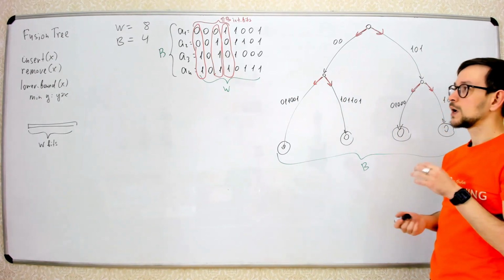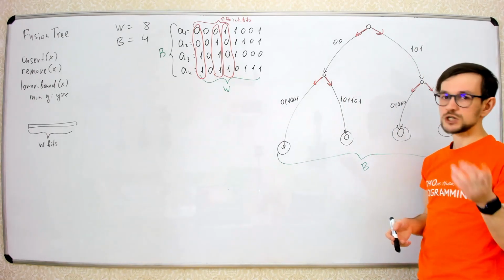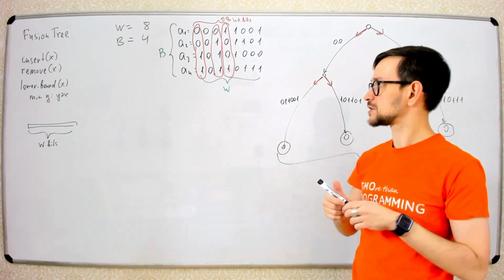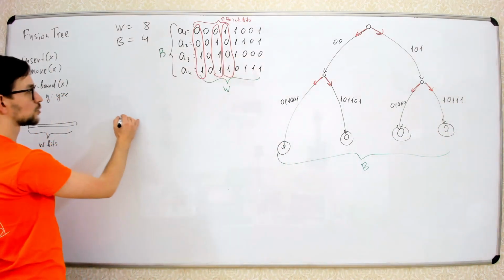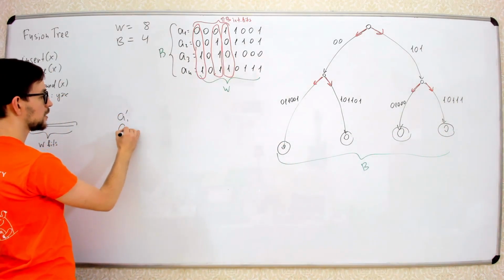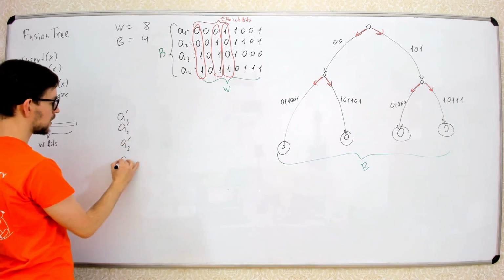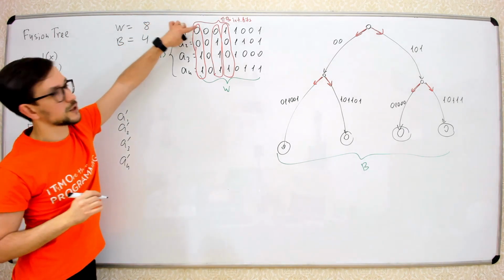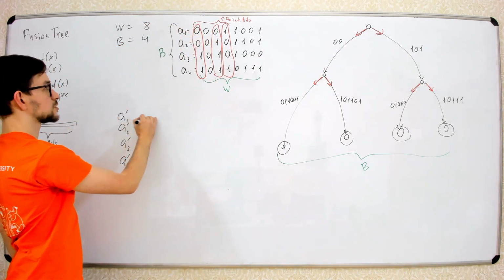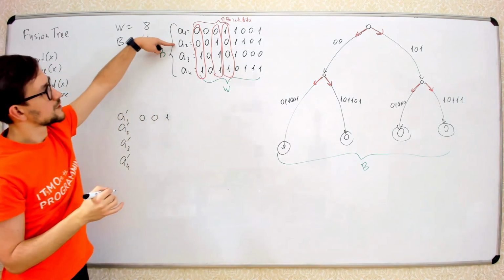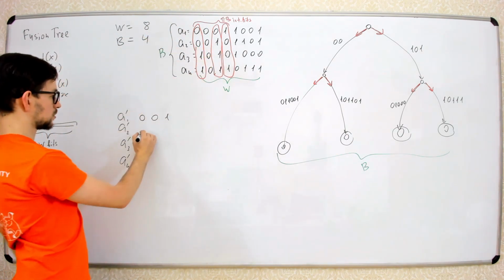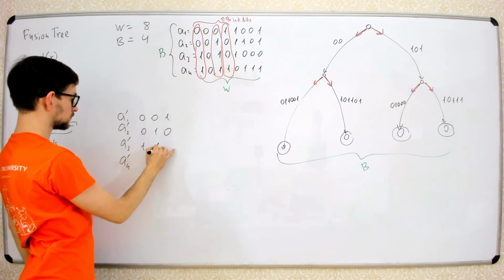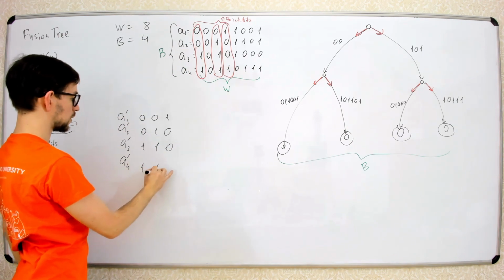Now, what we'll do is make what's called a sketch of each integer. This sketch will contain only the interesting bits of the integer. So let's put it here: a1 prime, a2 prime, a3 prime, a4 prime. We take the first integer and select only the interesting bits: here we have 0, 0, 1. For the second integer we have 0, 1, 0. For the third one we have 1, 1, 0. And here we have 1, 1, 1.